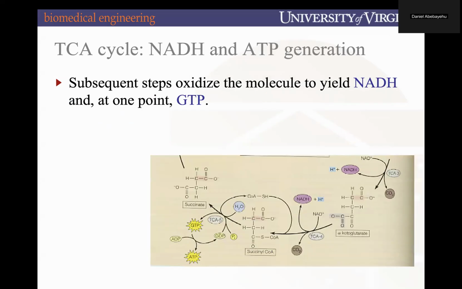The subsequent steps will produce an oxidation event that will produce another reducing equivalent here when we produce alpha-ketoglutarate, as well as producing succinyl-CoA. So we have two more reducing equivalents that are produced here.